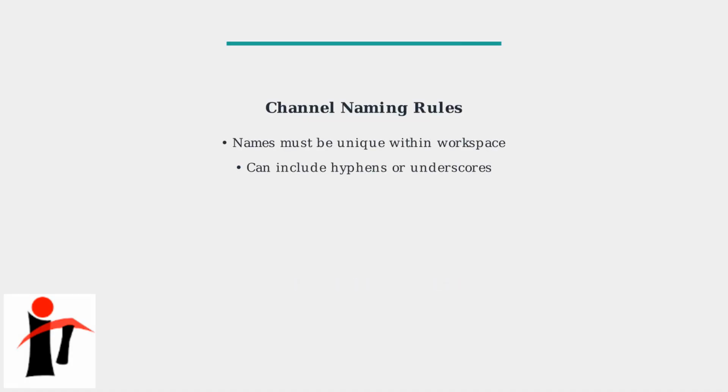On mobile, open the Slack app, tap the Channels icon, hashtag symbol, tap the plus button, select Create a Channel, enter the details, add members, and tap Create. Both methods are quick, usually under 30 seconds. Channel names must be unique within a workspace and can include hyphens or underscores for better organization.